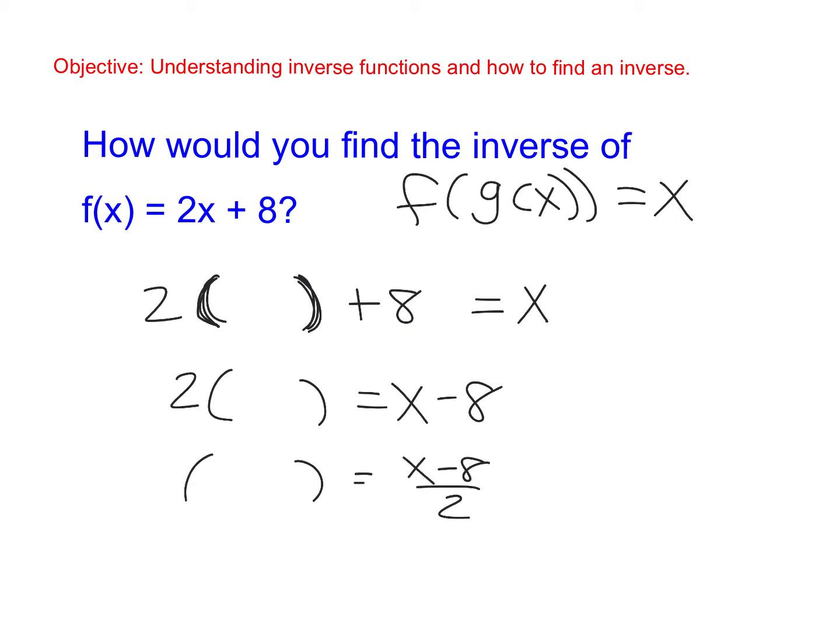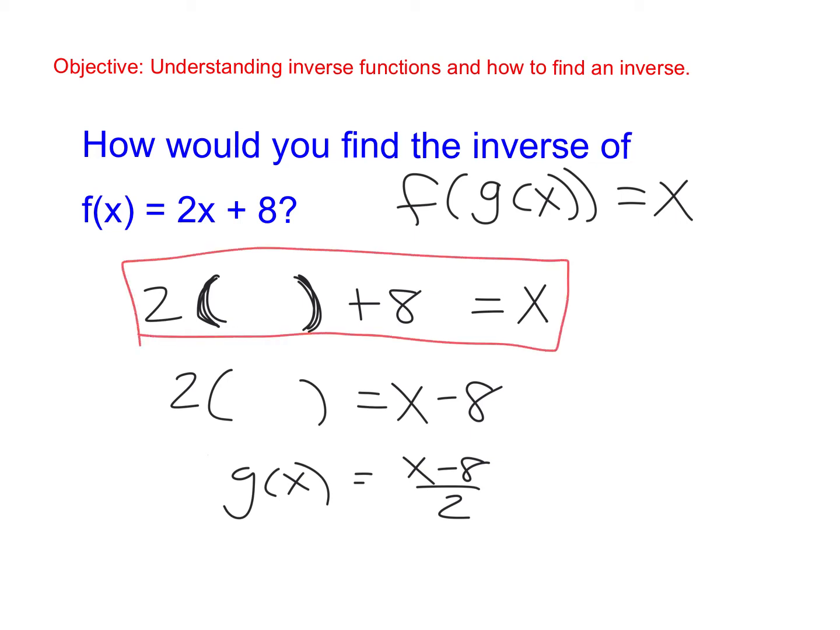And that's actually our inverse. That is our g of x. Okay, so notice what we did. If we look at the original problem, we rewrote the problem, but instead of x, I just put a blank, and then I set it equal to x.